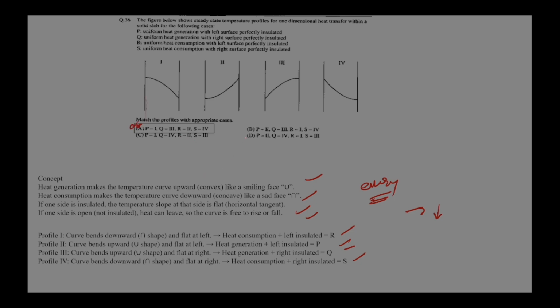Profile 1 is r, profile 1 and profile 2 is p, profile 1 r, profile 2 p, and 3 is q. So this is the answer. This is not the answer.